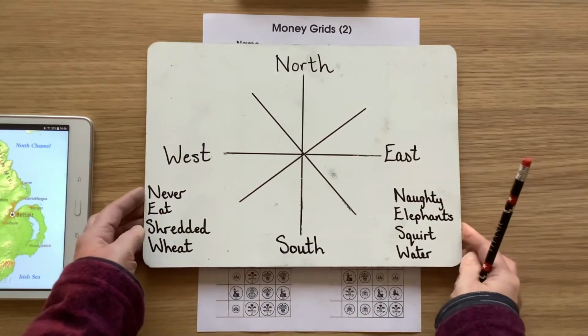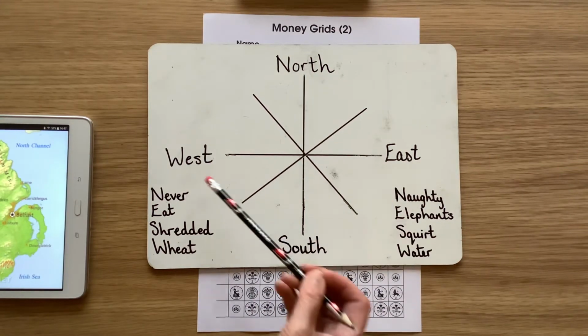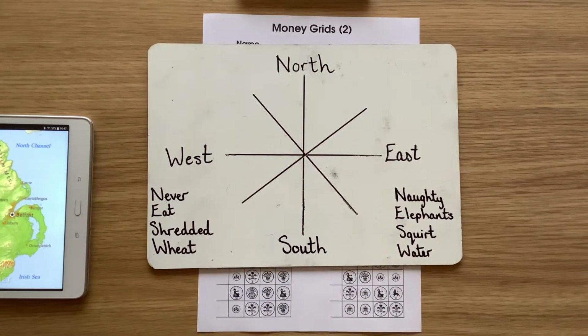Now, today we are revising what we learnt in P5. In P5 we looked at the compass points on what's called a compass rose, and you'll remember that the 4 main points on a compass are north, south, west and east. So north and south face each other, west and east face each other.